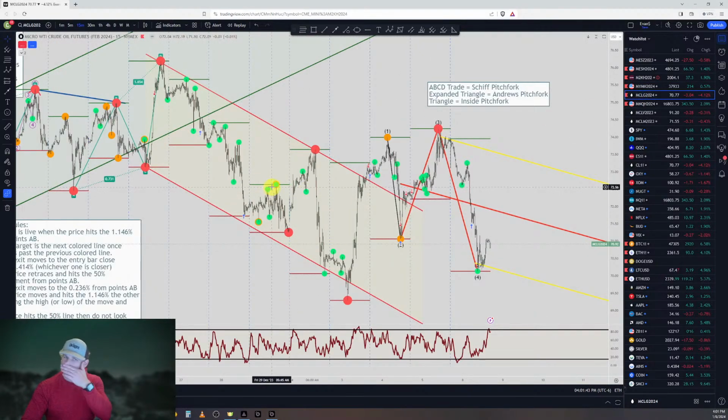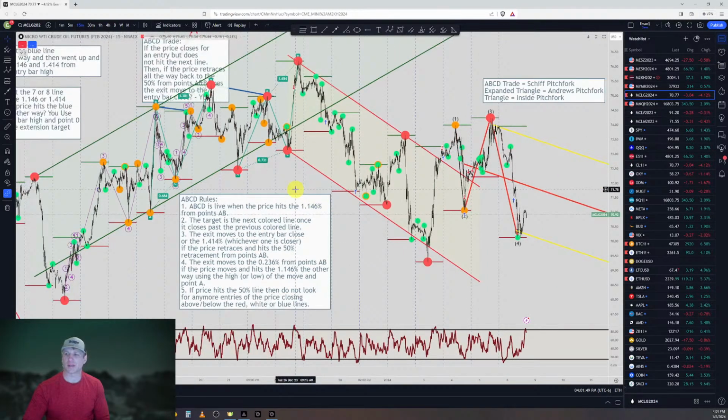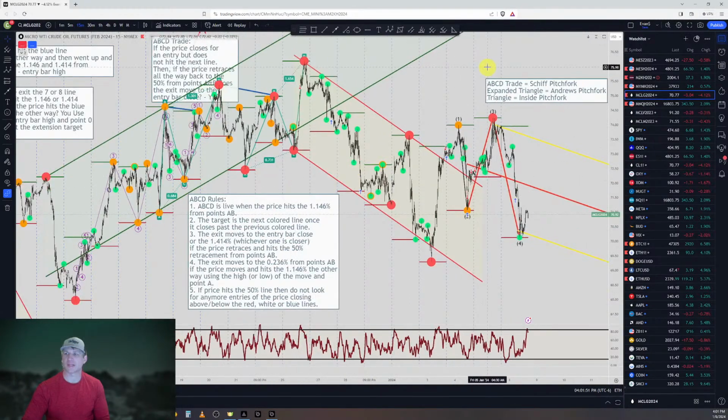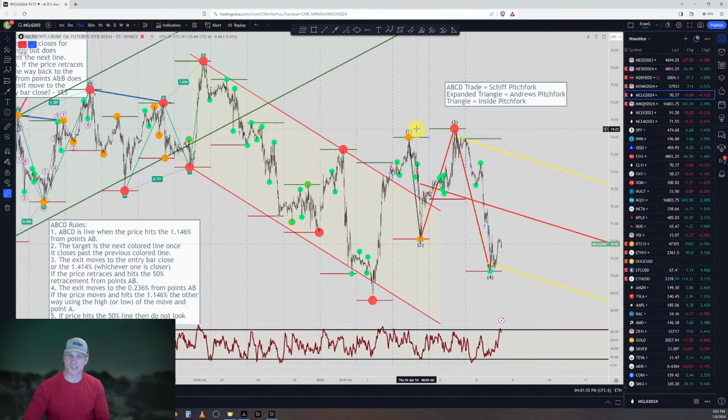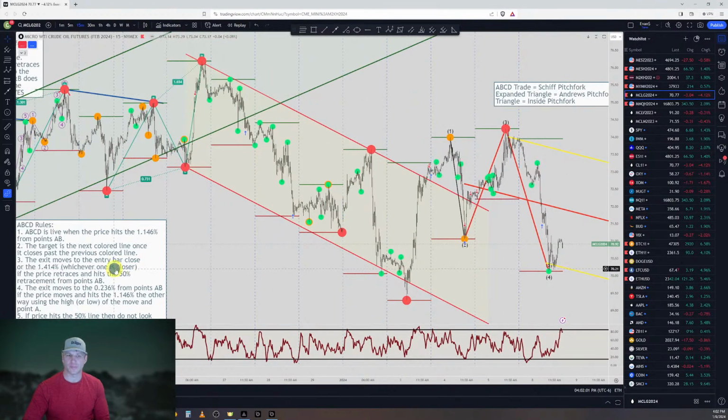All right, oil right here. This is one of the reasons why I got rid of the inside pitchfork for a couple of trades, because it just wasn't working out how I needed it to. I was expecting it to go up to about $76. It came up and did hit the 23.6 extension for the trade to get out, but I just did not like the way it was set up.